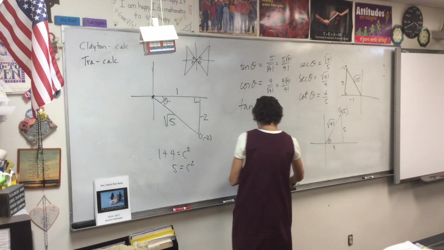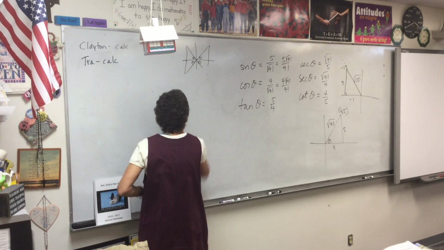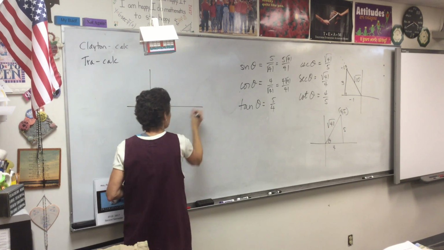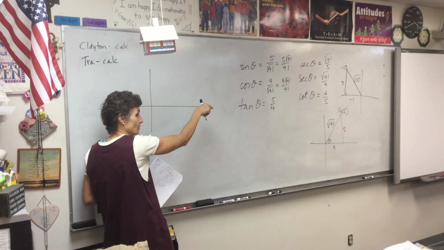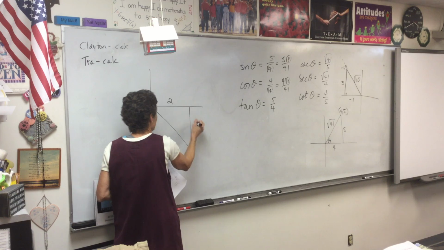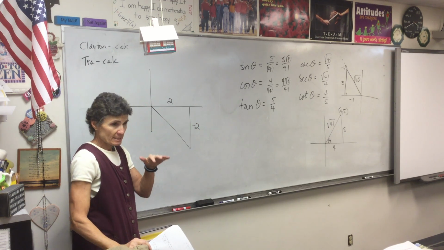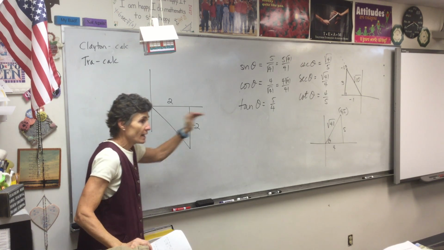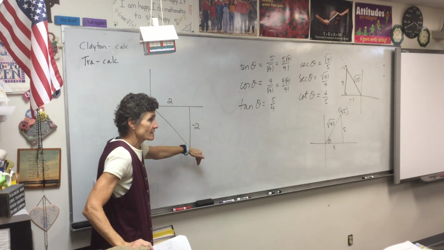So for problem 2A, you are going to plot 2, -2. So where's 2, -2? You're going to have this triangle drawn. Does that make sense to everybody? Plot the point, right and down. So that's a 2 and that's a -2.